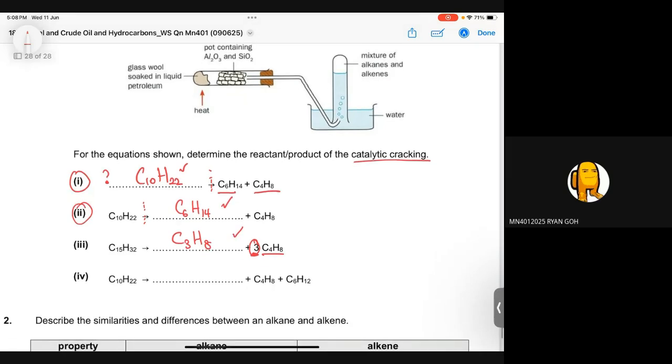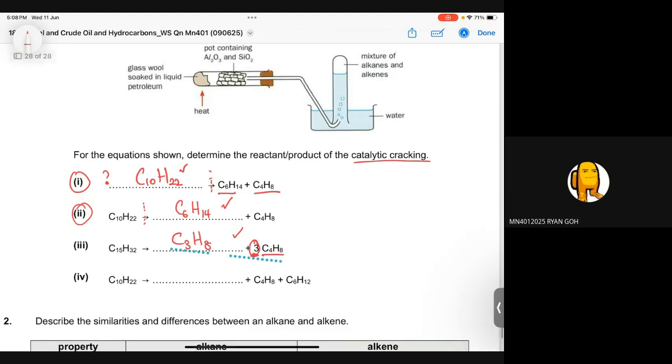Okay, last one. How many carbon? There's no C. So C0. Then it's just H2. So just to show you, the hydrogen gas can be produced from the reaction. Difficult? Not too difficult, right?